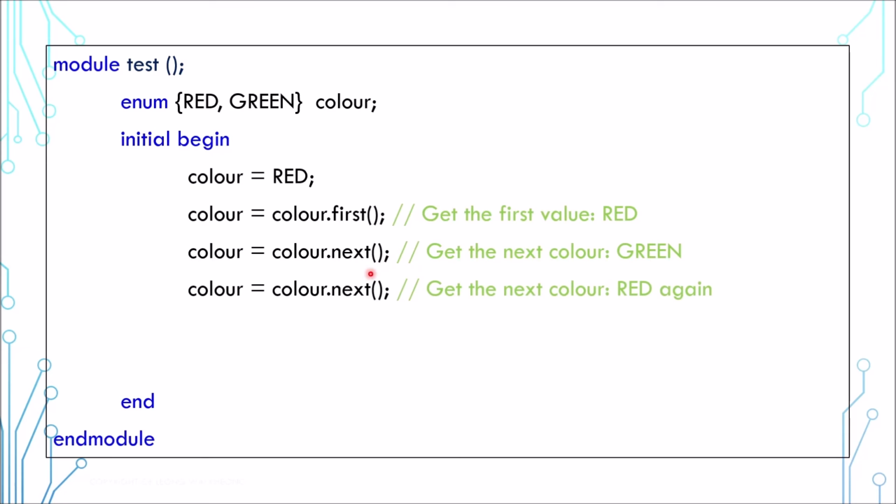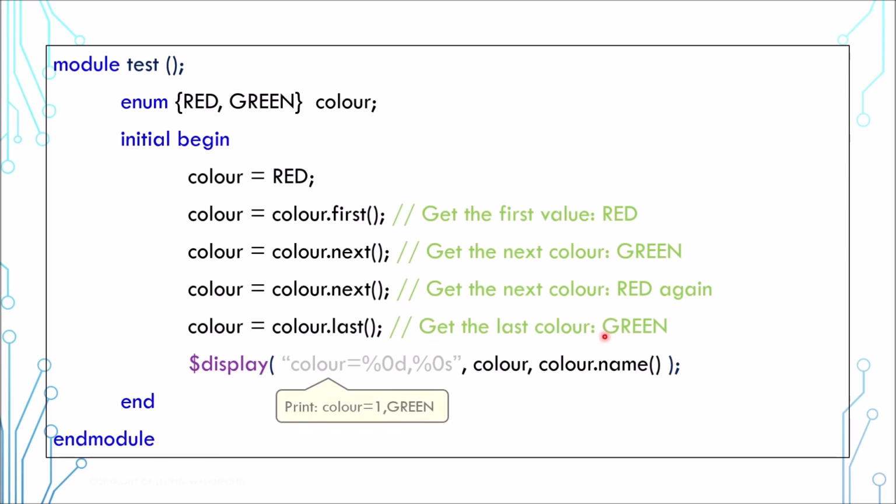If you call it again, color by now is green, there's no next value. It will loop back to its first one, which is red. Similarly, there is also a function called last, which will give you green in this case. There is also a function called name, which will give you the name of the value. You can print it out in a message. This will print out color equals 1, green.